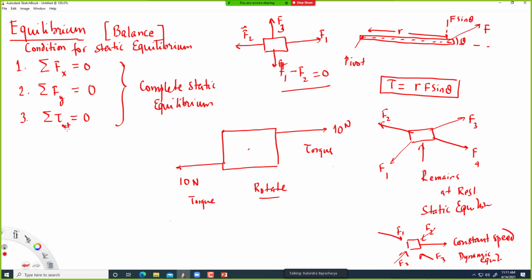So that means for this system, all these three conditions must be satisfied. So we need to use all these three equations that show that the system is at equilibrium.